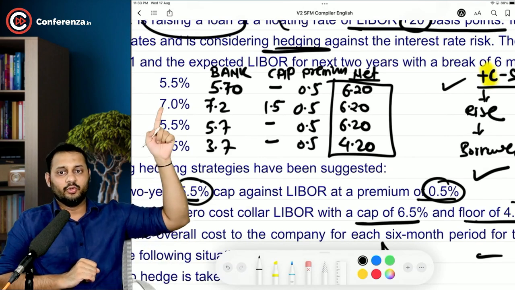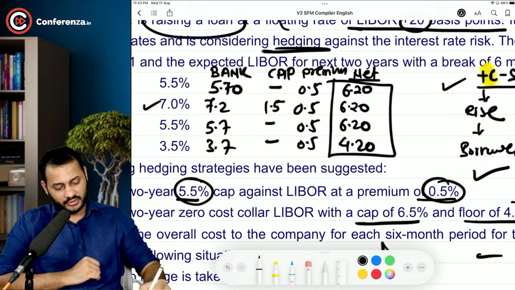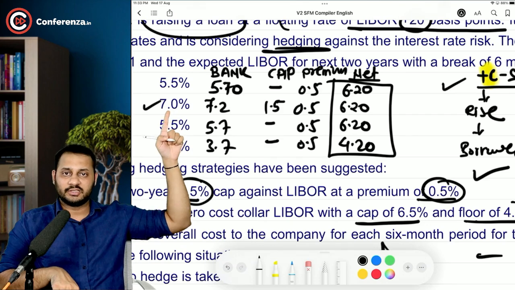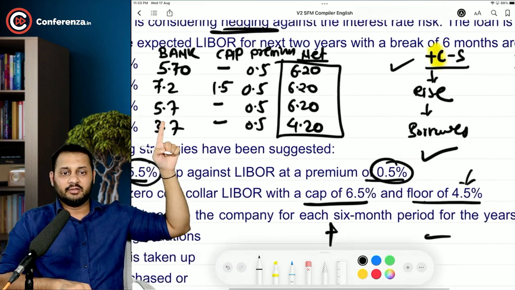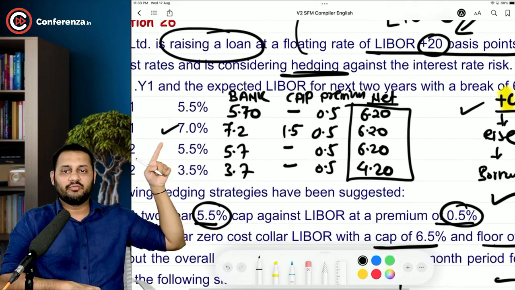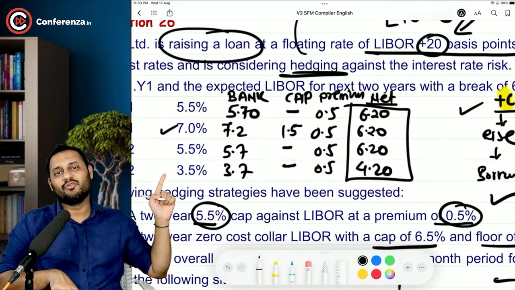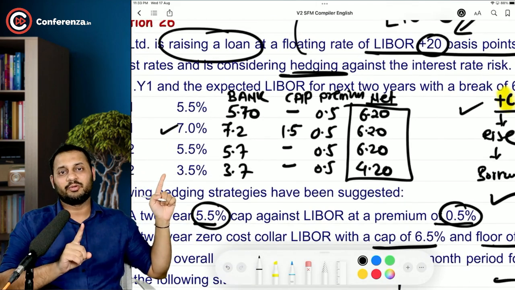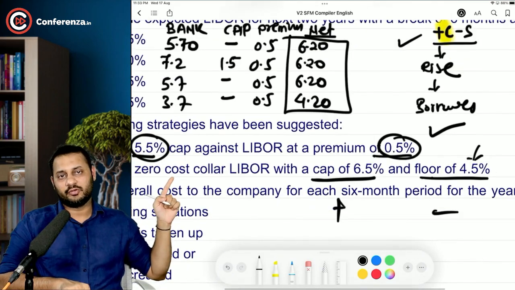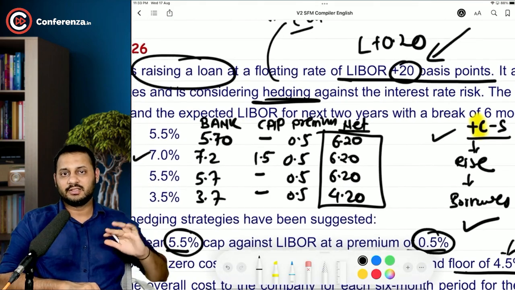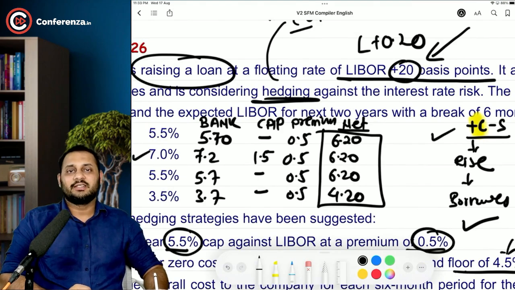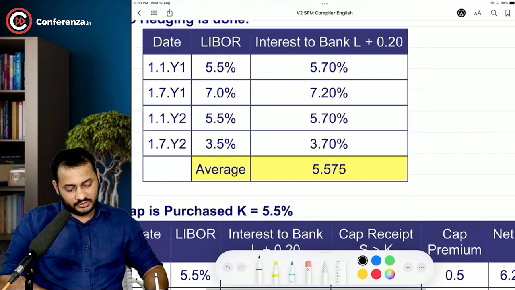Yes, sir. This is the only rate which is going above 6.5, and you will have a 0.5% receipt in this case. And any rate which is going below 4.5, yes, sir, this is the rate which is going below 4.5, and there will be a loss of 1% to you: 3.5 minus 4.5. In all the other cases, there is no exercise of the option.